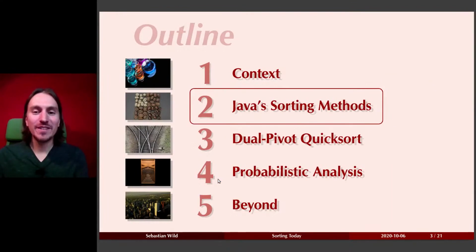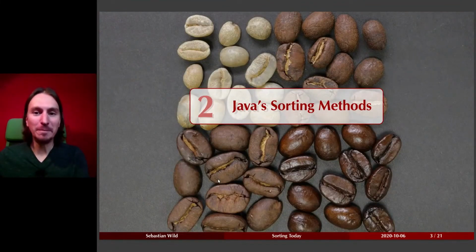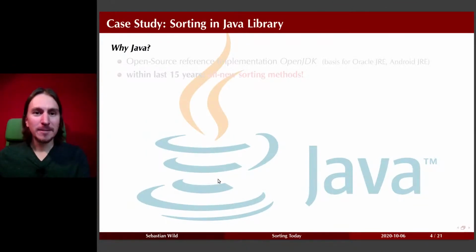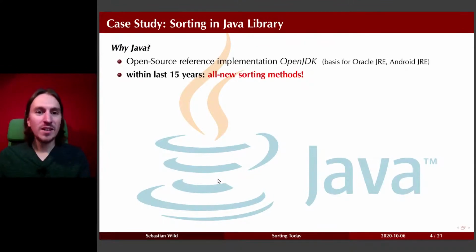So much for the context. I now want to talk a little bit more about specifically the Java library and the methods that arise from that. So I use it as a case study for algorithm science, and I will point out at specific points where that methodology comes into play. Java is nice because it has a single implementation of its library, a reference implementation that most people use. That's just handy. And what's more, within the last 15 years, all of its sorting methods have been rewritten from scratch.